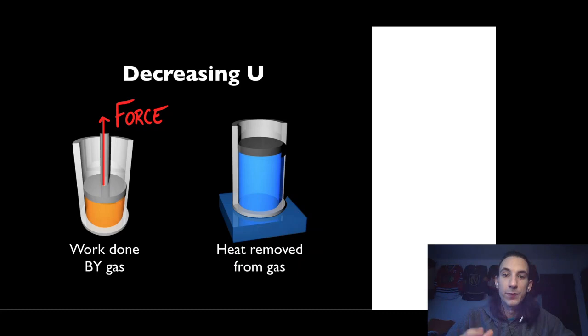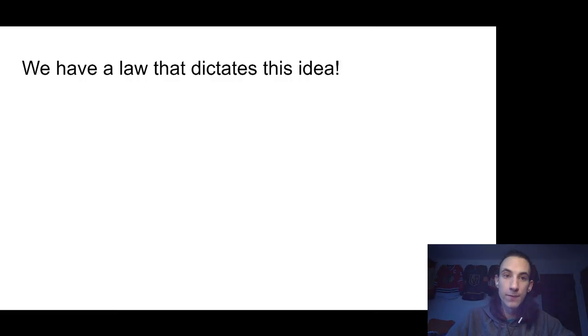And then another way is we could remove heat. Let's say we put something that is at a lower temperature around our container, our cylinder of gas. We know that heat is going to flow from warmer to colder until we reach thermal equilibrium. So the heat will flow out and we'll lose internal energy because kinetic energy will be transferred from the gas to the environment, being anything that's not a part of our system.